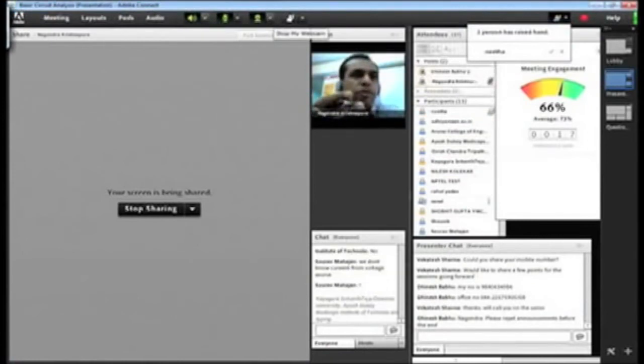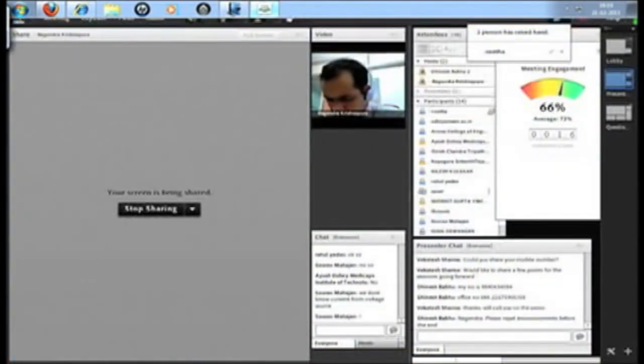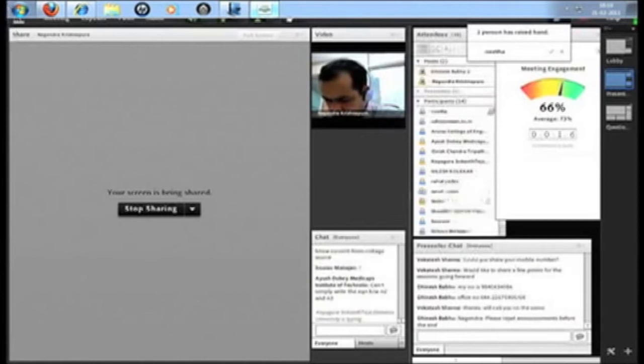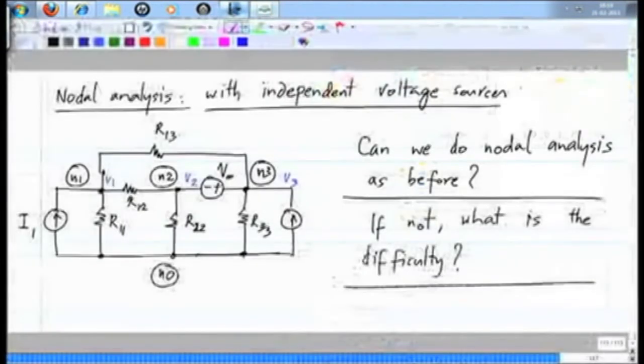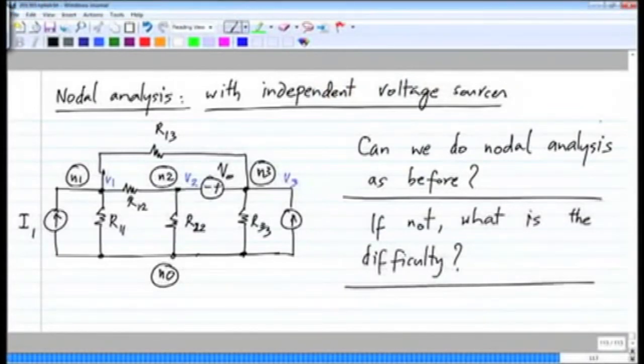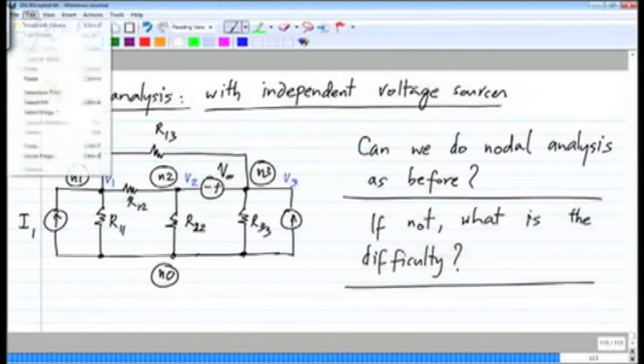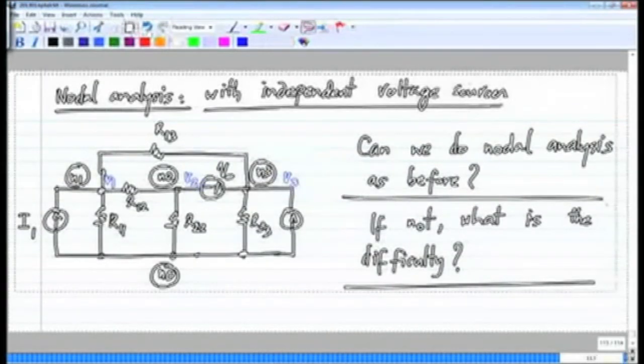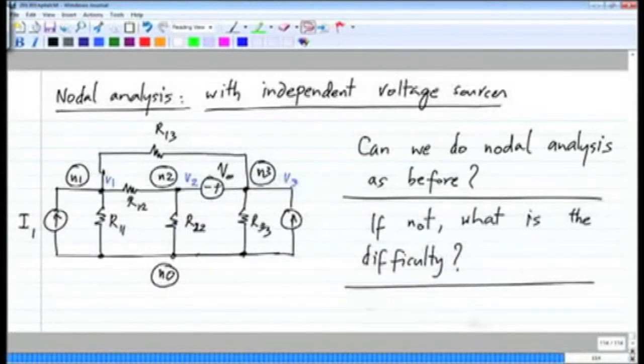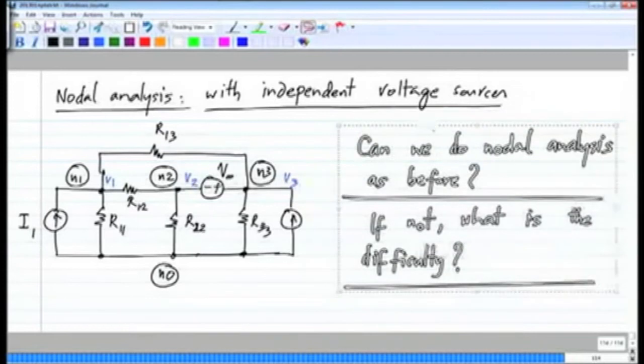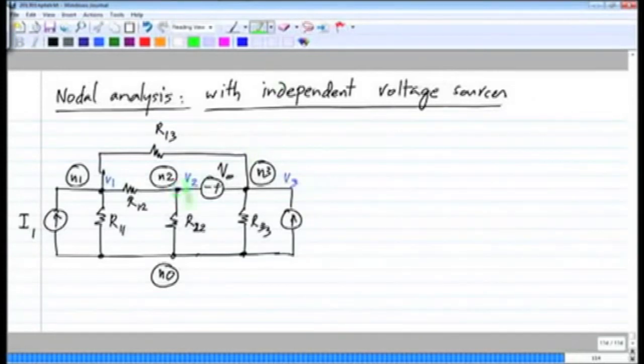The network connection broke and then something happened. Yeah, as some of you recognized, the problem is with writing KCL here and there where the voltage source is connected.